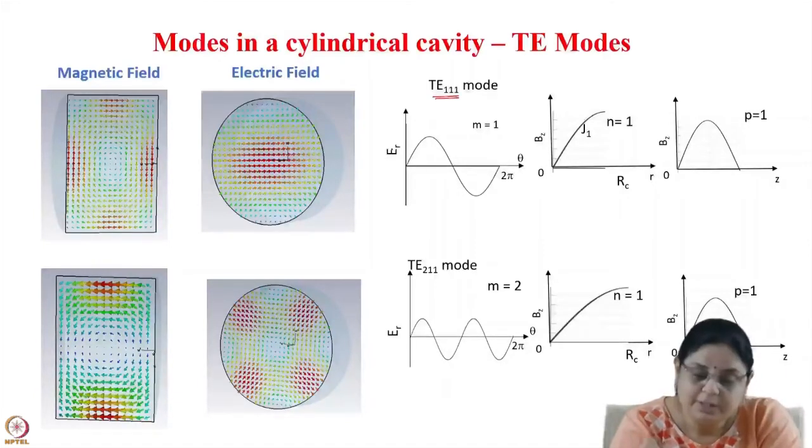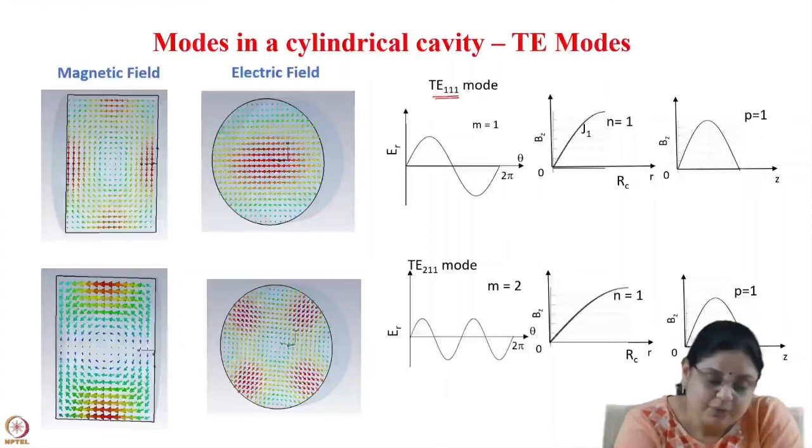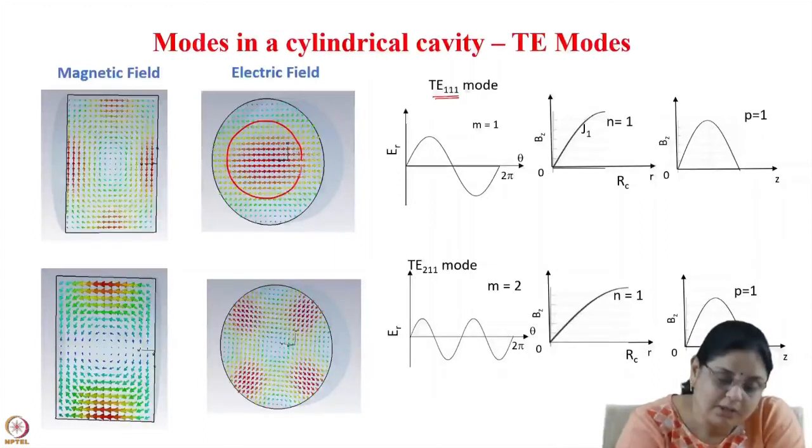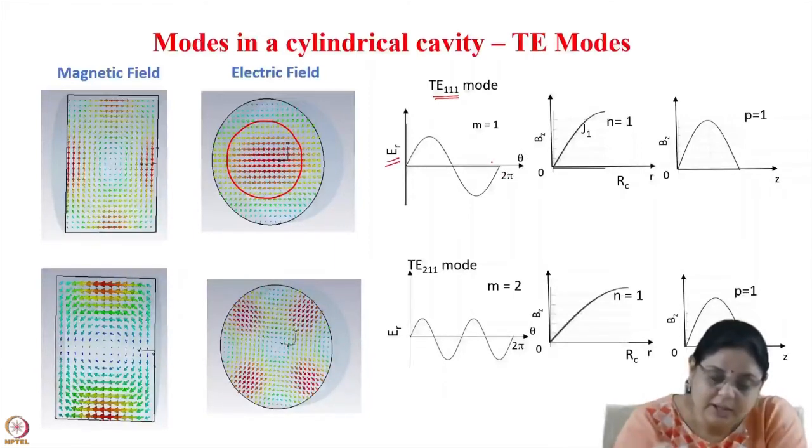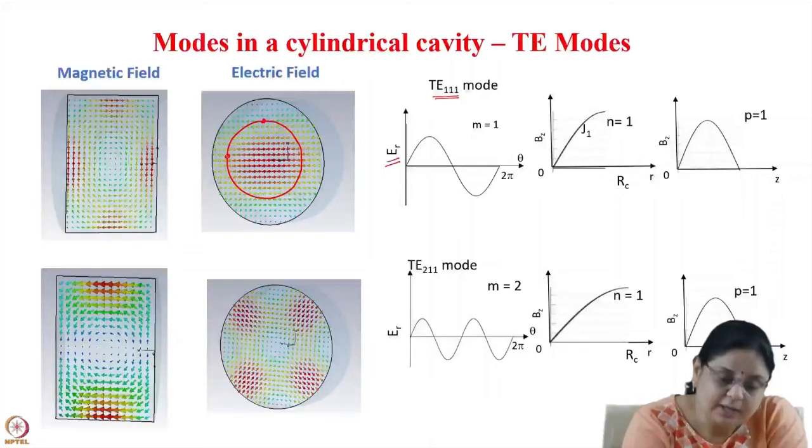TE111. So here m is equal to 1, so that means one full period variation in the field in the theta direction. If you see the electric field here, and if I plot ER with theta from 0 to 2 pi, ER is 0 at this point. Here it is 0. At this point, ER is in one direction and some maximum value, again going to 0 here. And then again it is maximum here in the opposite direction, and then going to 0. So you see that it has one full period variation in going from 0 to 2 pi.